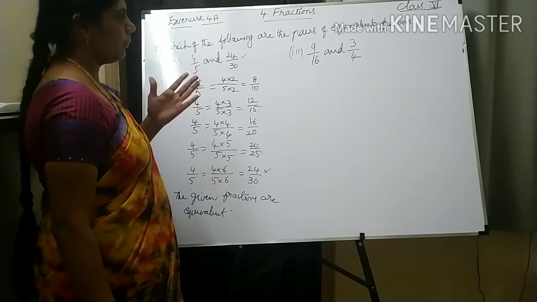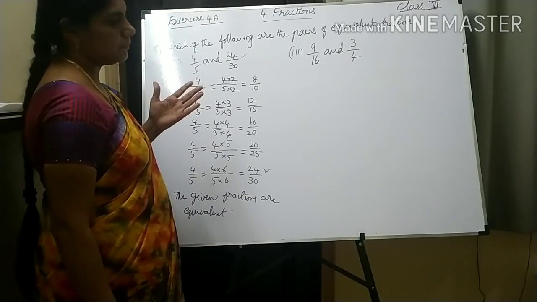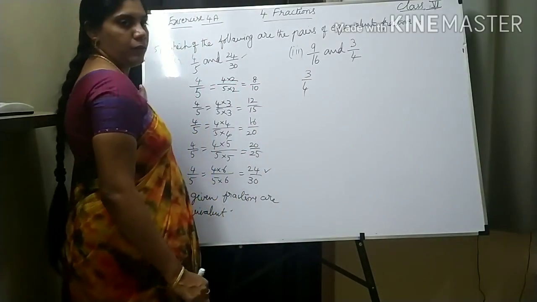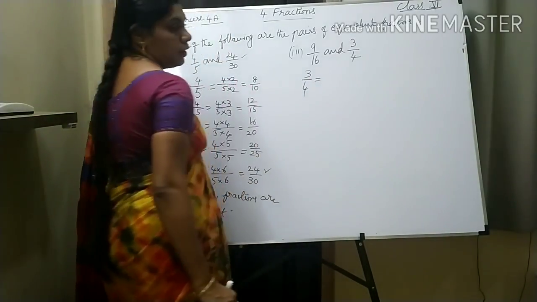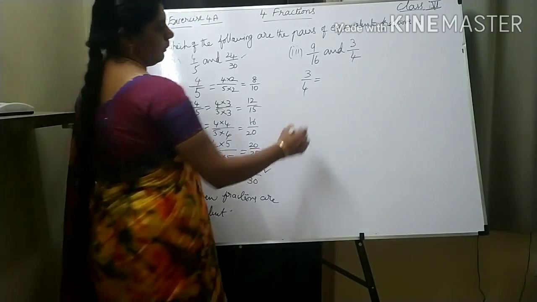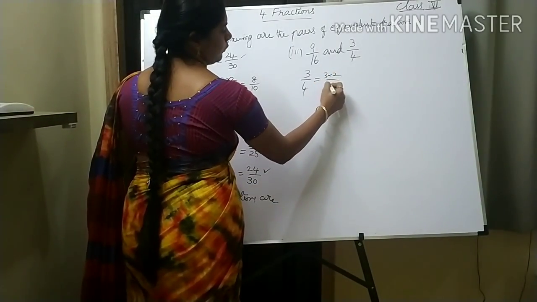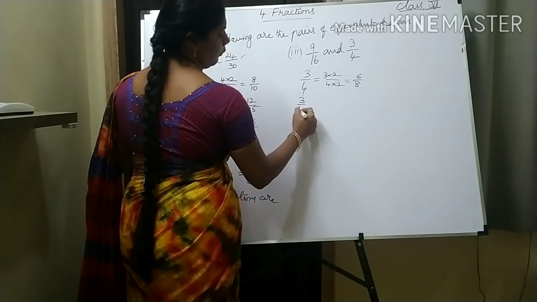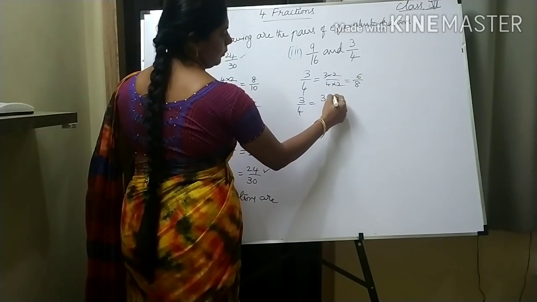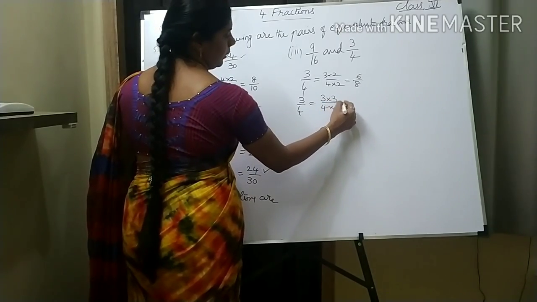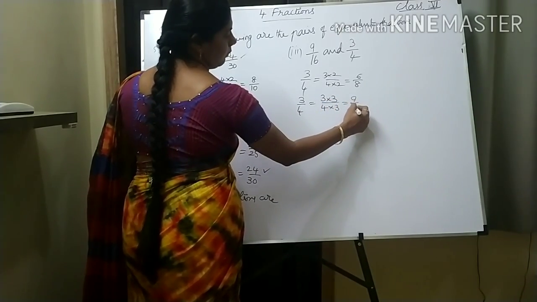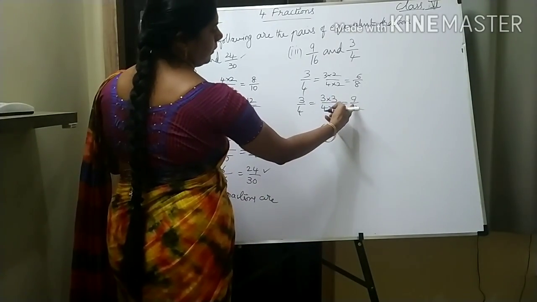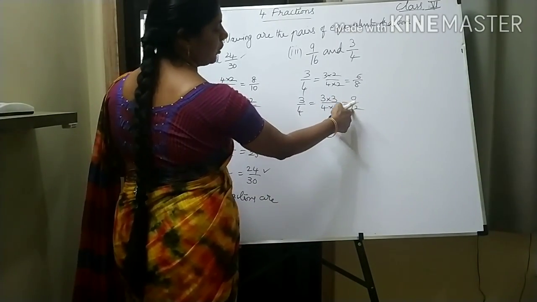See the next one, 9 by 16 and 3 by 4. For this one I am taking 3 by 4. Write down equivalent fractions for 3 by 4. 3 into 2, 4 into 2: what you get here? 6 by 8. Again, 3 by 4, after which number? 3 into 3, 4 into 3: 9 by 12. So with 9 in the numerator, you are getting 12 in the denominator.